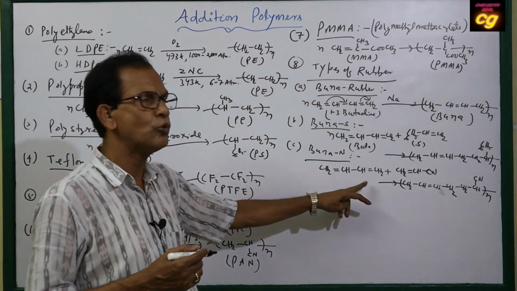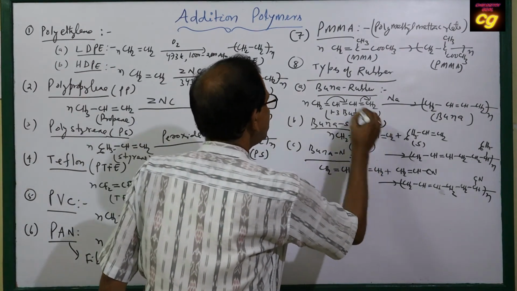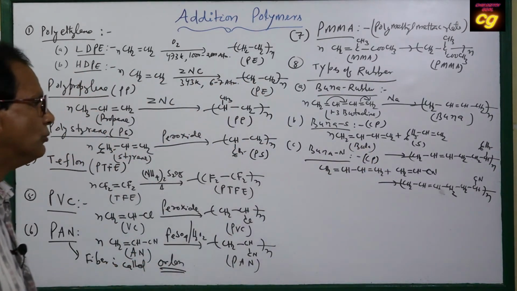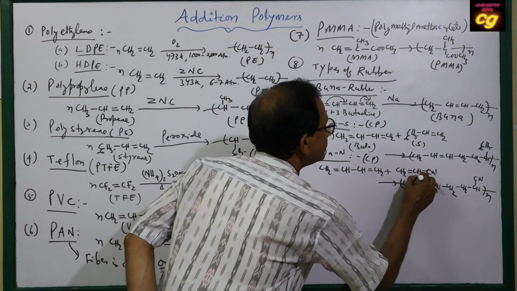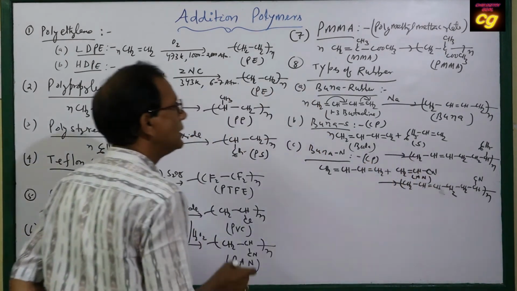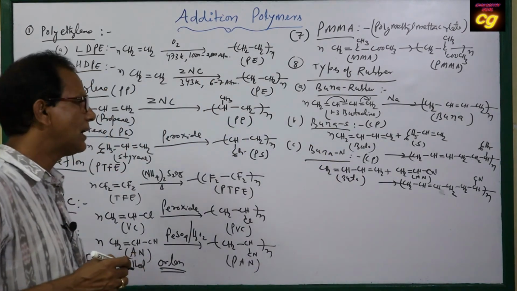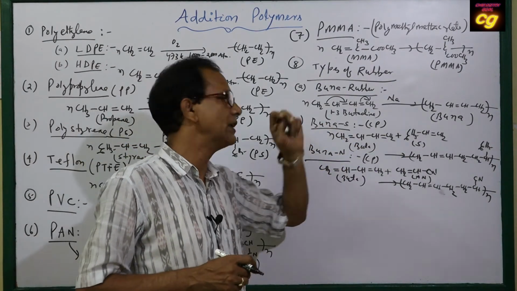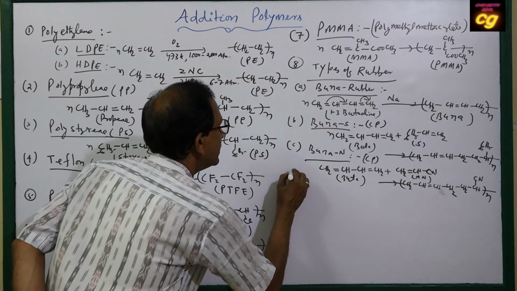It is also one type of copolymer. Buna S is a copolymer, and Buna N also is a copolymer. Both are copolymers, a combination of two different monomers: acrylonitrile, AN, and butadiene. Buna N is butadiene and acrylonitrile. Buna S is butadiene and styrene. So this is called Buna S, Buna N, then neoprene rubber.